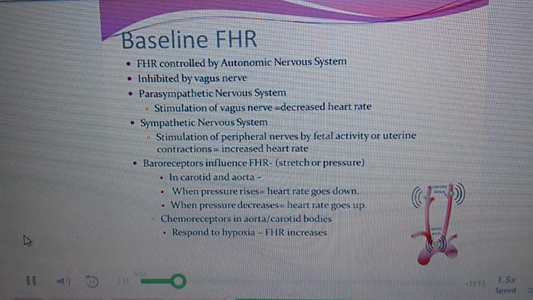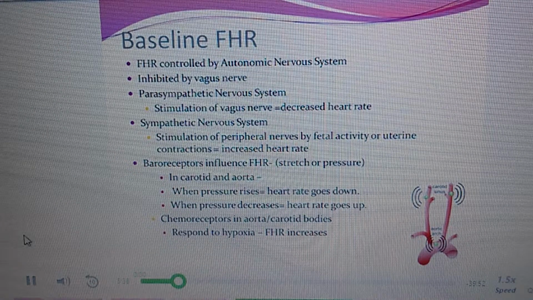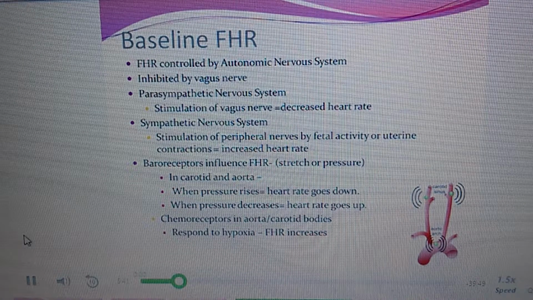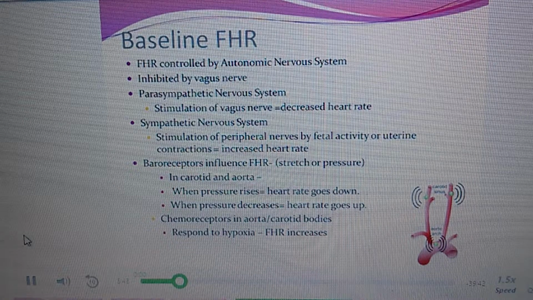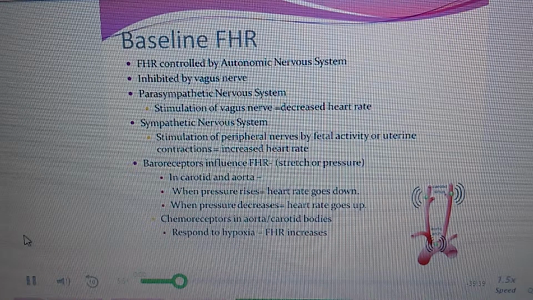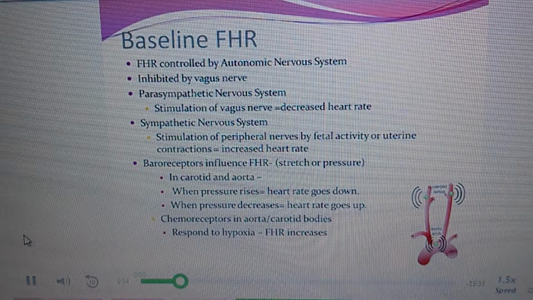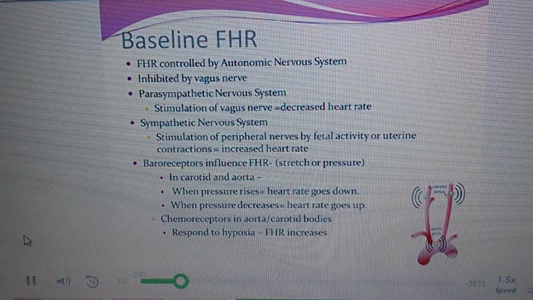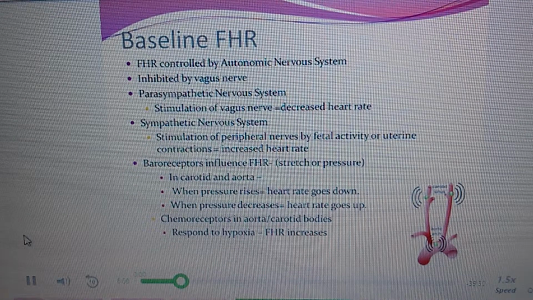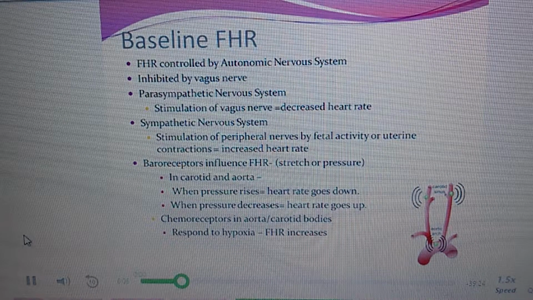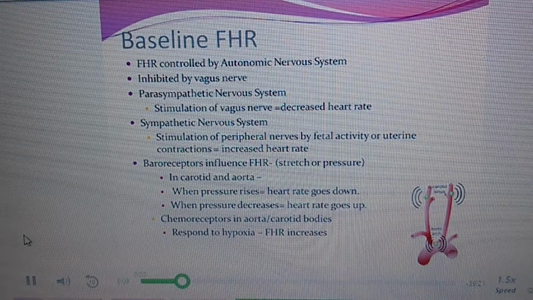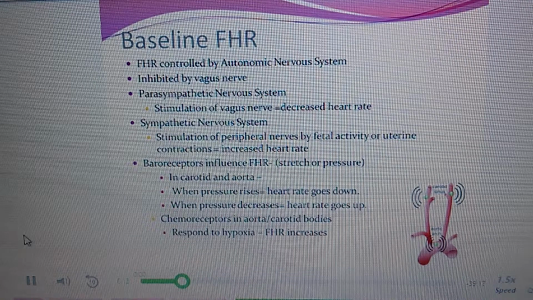That pressure that's occurring in that heart lets you know that this baby has a good heartbeat. When pressure rises in the carotid and the aorta of the heart, that heart rate goes down, causing a vagus response. When that pressure decreases through that beating of the heart, that heart rate goes up. So you have what we call the push and pull of the parasympathetic and sympathetic system, all under the autonomic nervous system.